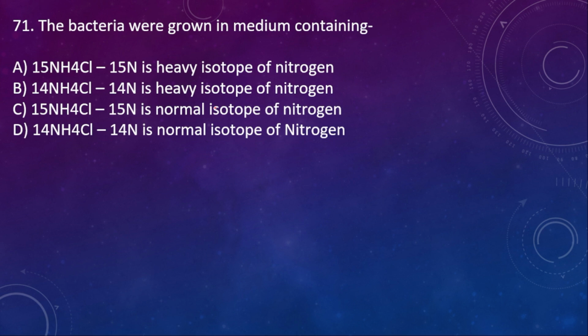And then option B: 14NH4Cl, where 14N is the heavy isotope of nitrogen. Option C: 15NH4Cl, where 15N is the normal isotope. Option A: 14NH4Cl, where 14N is the normal isotope of nitrogen. Here the correct option is option A, 15NH4Cl, whereas 15N is the heavy isotope of nitrogen.